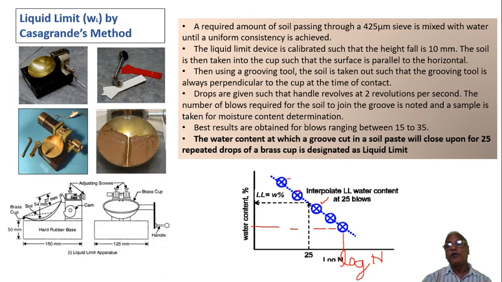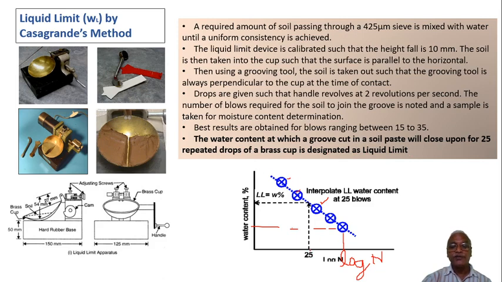And then if you are going beyond 35 number of drops, then better you add the soil so that it becomes a bit dry. Now finally, what is liquid limit? The water content at which the groove cut in the soil paste will close upon for 25 repeated number of drops of a brass cup is designated as liquid limit. So you got number of points.